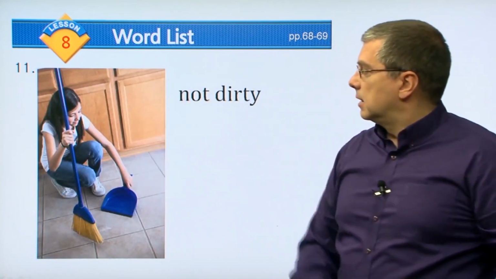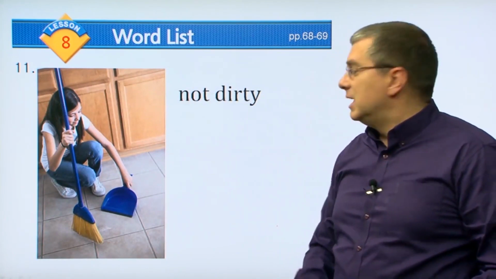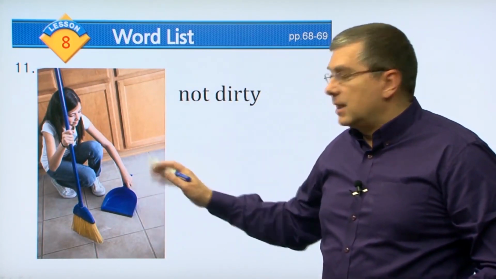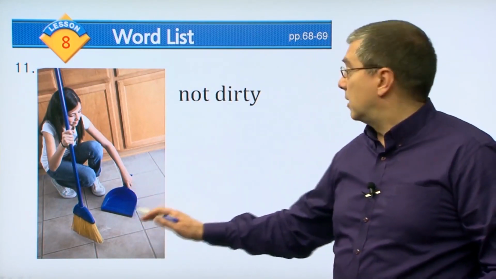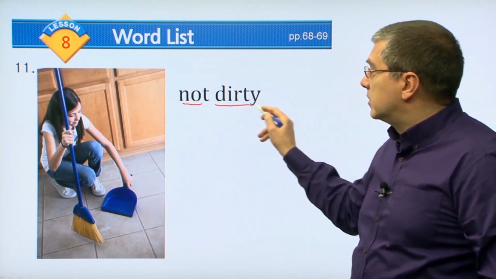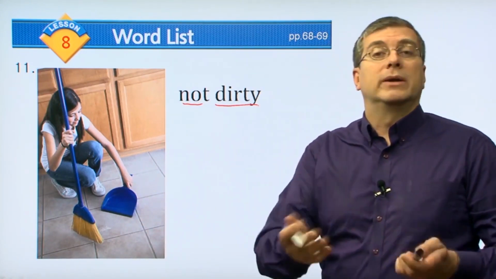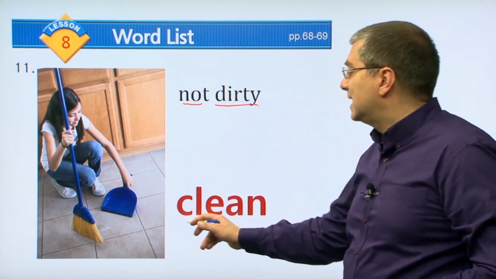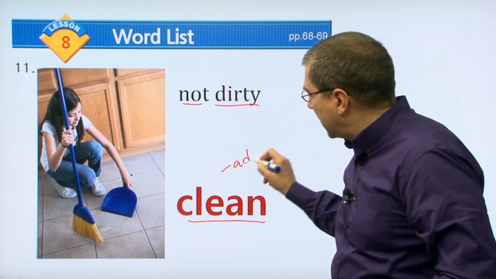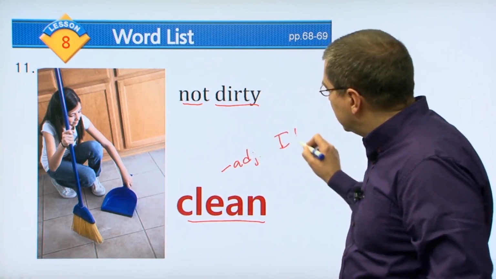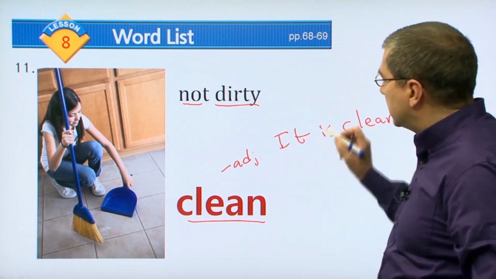Okay, this young girl is doing something very good, right? She's helping her mom out. She is getting rid of some dirty stuff on the ground. So if you say something is not dirty, the opposite of dirty, what do we say? It is clean. So clean can be an adjective, right? We can use it as an adjective. It is clean.